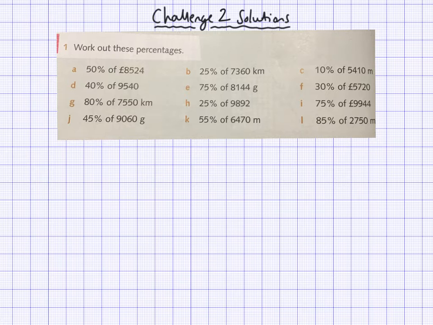Okay, moving on to challenge 2, we've got to work out the percentages first of all. So A is 50% of £8,524. Again, 50% equals half, so I'm going to be dividing by 2. So 8,524 pounds divided by 2 is 4,262. Remember your pound sign because we're working with money here.